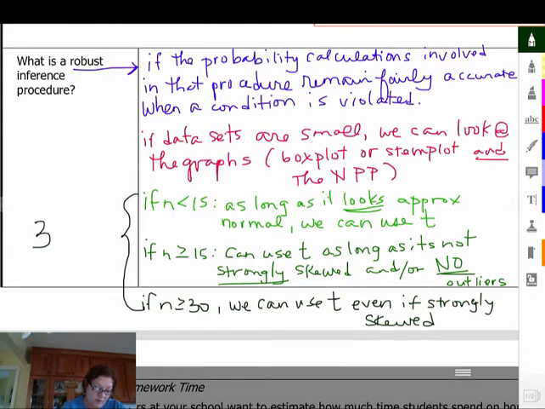So then I have 3 different n values and the breakdown for what I would be looking for. So if n is less than 15, as long as it looks approximately normal, we can use t. If it's greater than or equal to 15 but less than 30, I can use t as long as it's not strongly skewed and there's no outliers. Remember, outliers are the devil in statistics. But if n is greater than or equal to 30, then certainly by our central limit theorem, we'll be able to use t even if it looks strongly skewed.